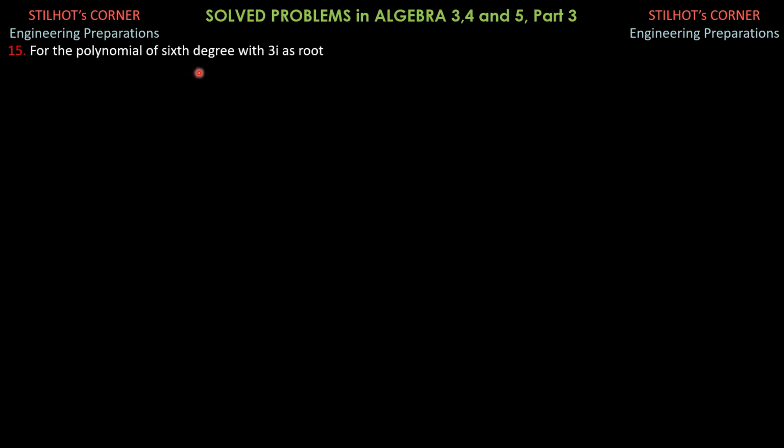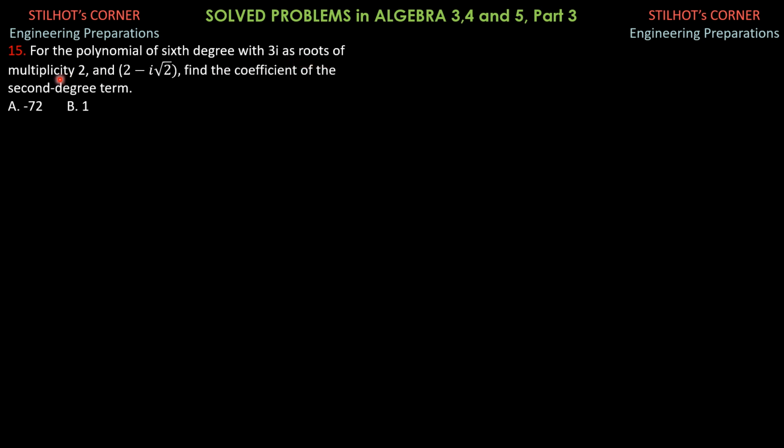Number 15: for the polynomial of degree 6 with 3i as a root of multiplicity 2 and 2 minus i square root of 2 as a root, find the coefficient of the second degree term. So by principle, if one root is 3i, the other root is negative 3i. And if we have 2 minus i square root of 2 as one root, the other root is 2 plus i square root of 2 by principle.